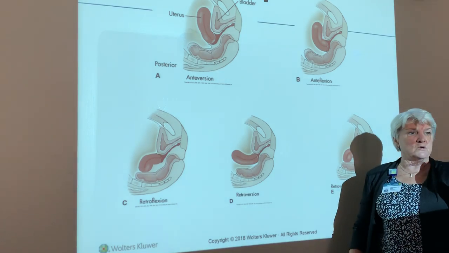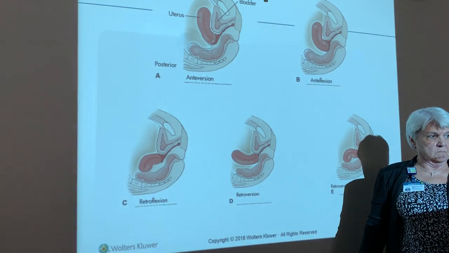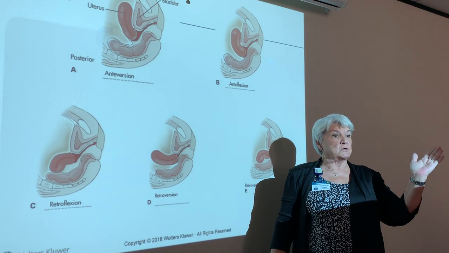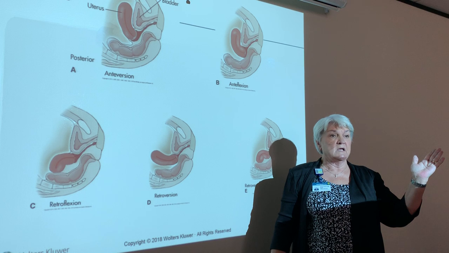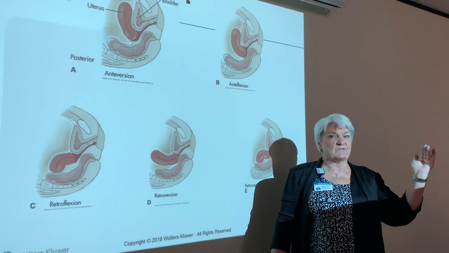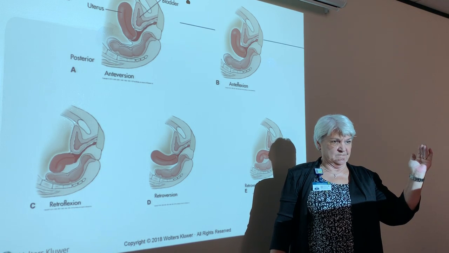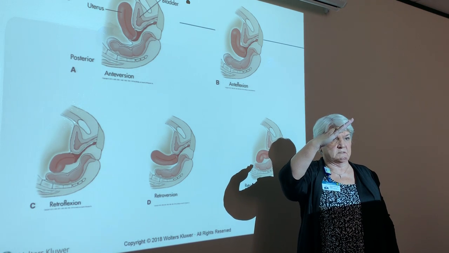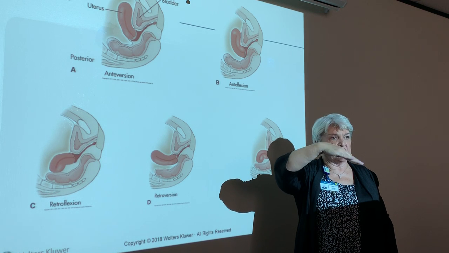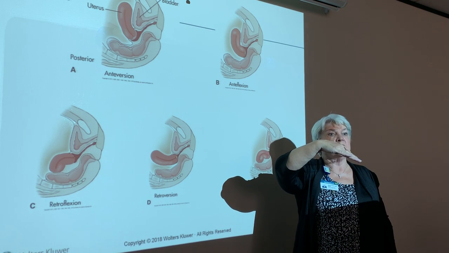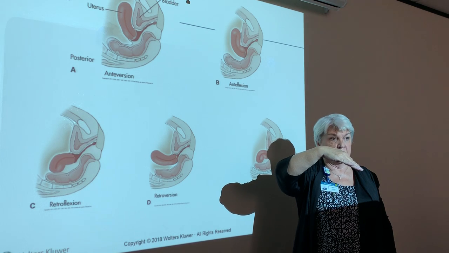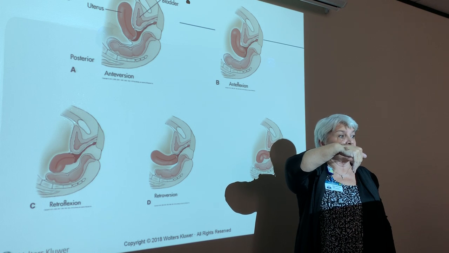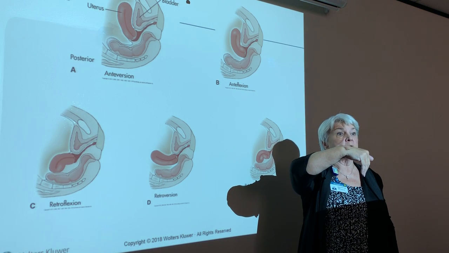So here's my normal uterus, antiversion. Here is a normal uterus with a 90 degree flexion at the cervix. Antiflexion. So here's my uterus. See, that's the normal. It's pointing towards the back, towards my rectum. Retroversion. 90 degree flexion of the cervix, retroflexion.